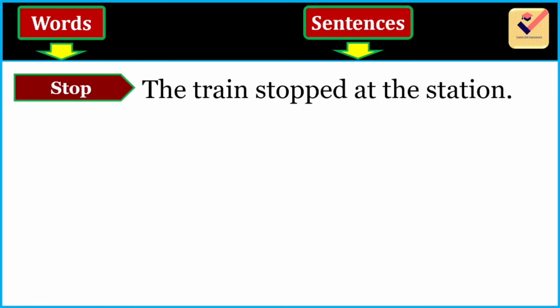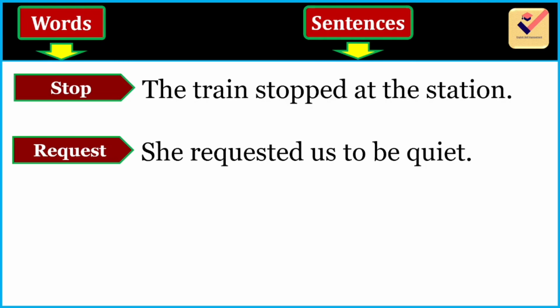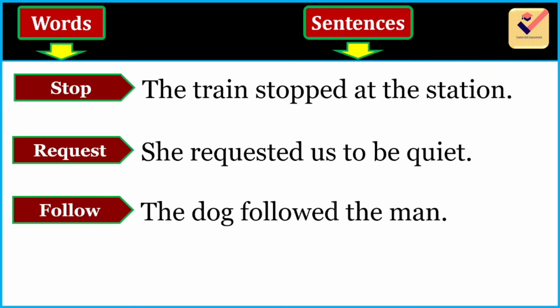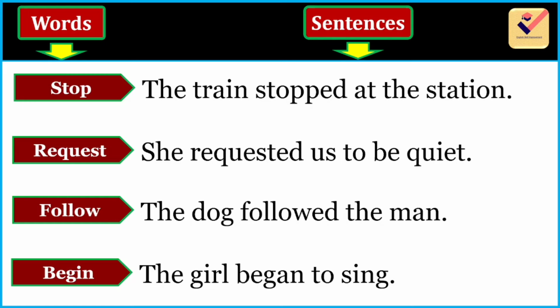Stop. The train stopped at the station. Request. She requested us to be quiet. Follow. The dog followed the man. Begin. The girl began to sing.